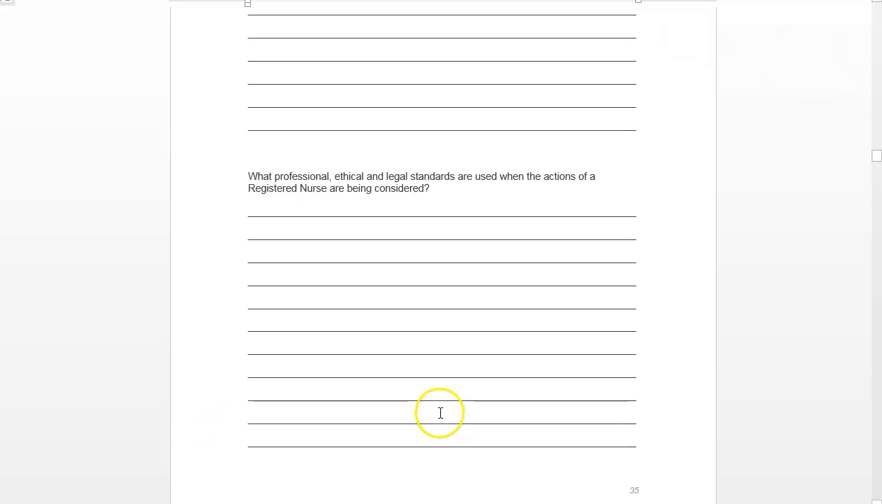And I asked them to think about the role of the registered nurse in terms of how they're being hired. So moving on to the next question, what professional, legal and ethical standards are used when the actions of a nurse are being considered? So there's those standards, but also that registered nurses are hired as a critical thinker. They're not employed as enrolled nurses, and employed as AINs.